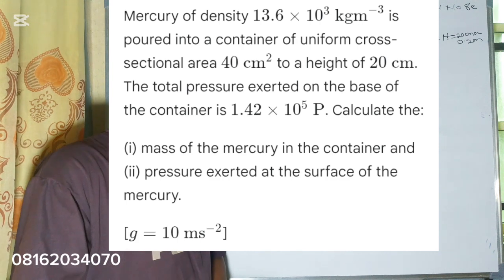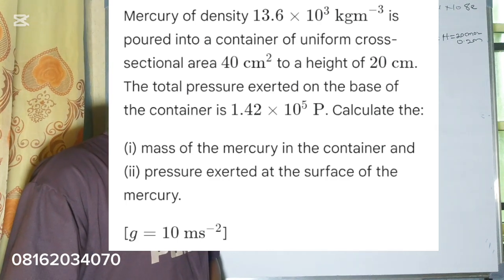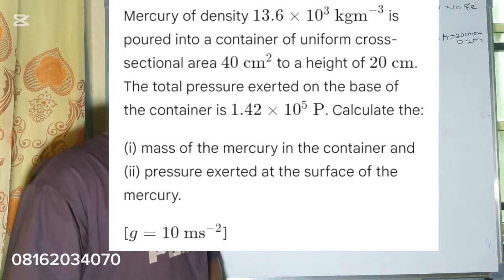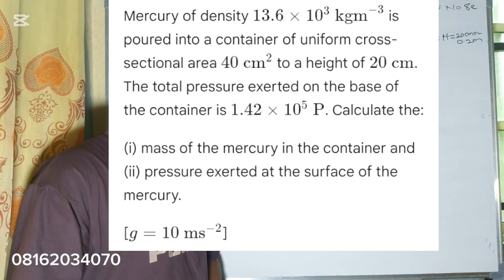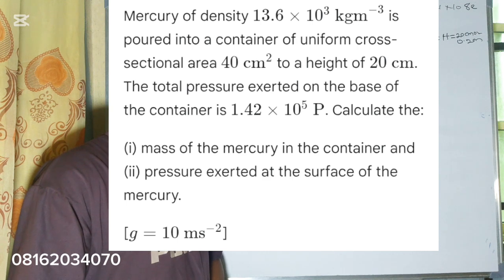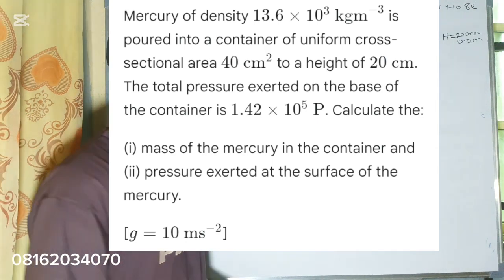It reads: mercury of density 13.6 times 10 to the power of 3 kg per meter cube is poured in a container of uniform cross-sectional area 40 cm square to a height of 20 cm. The total pressure exerted on the base of the container is 1.42 times 10 raised to the power of 5 Pascal. Calculate the mass of mercury in the container.